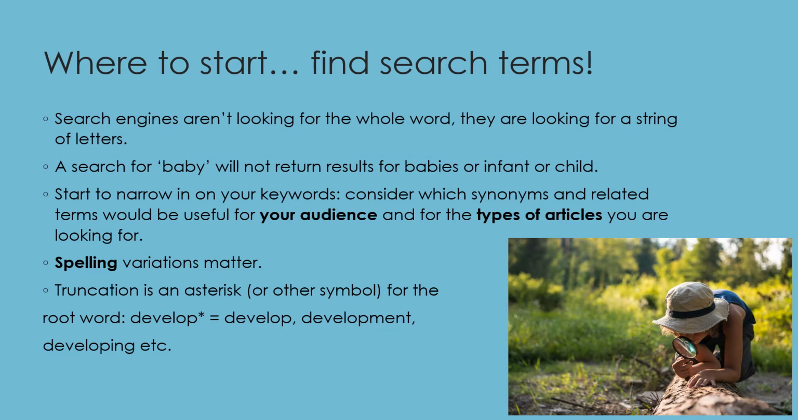So if you type in the word baby, your search engine is going to look for everything out there in the world where a B is followed by an A, which is followed by a B, which is followed by a Y. It's not going to give you results for babies because there's no Y. It's not going to give you infant and it's not going to give you child. All right? So I need you to keep that in mind.